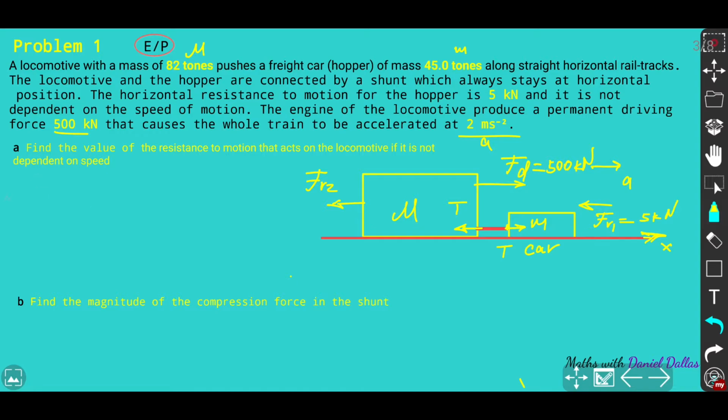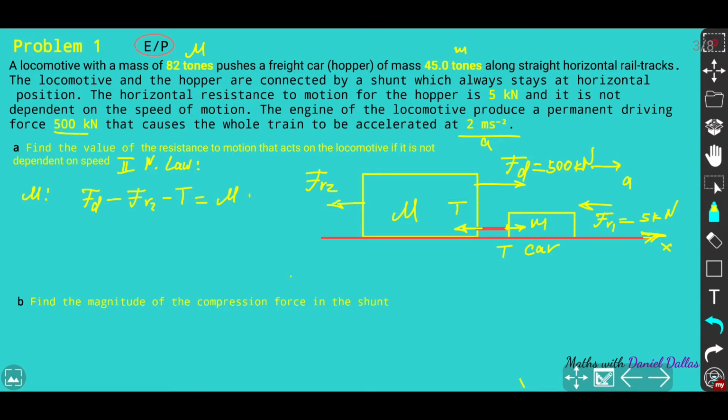Now we apply the second Newton's law and complete the equation. So for the locomotive, which forces act on it? First of all, it's going to be the driving force, F driving. Then we have minus Fr2, the resistance to the motion, and minus T, which is going to be equal to M times acceleration.